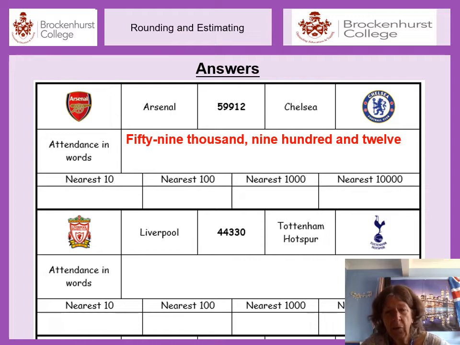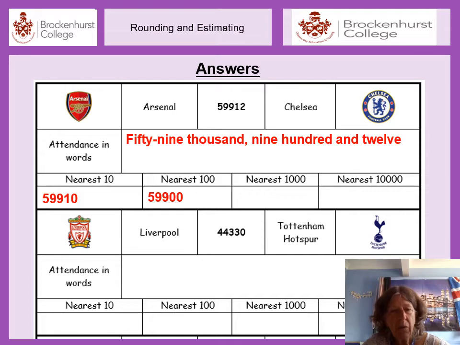Looking at the Arsenal match, the attendance in words is 59,912. Be careful of the spellings. To the nearest 10, we have to ask ourselves, is 59,912 nearest to 59,910, or would it round to 59,920? As we have only two units, it would be rounded down, and so we'd have the answer of 59,910. To the nearest 100, the answer is 59,900.